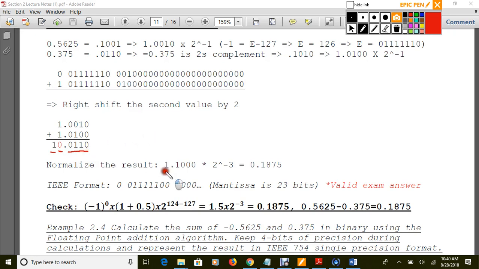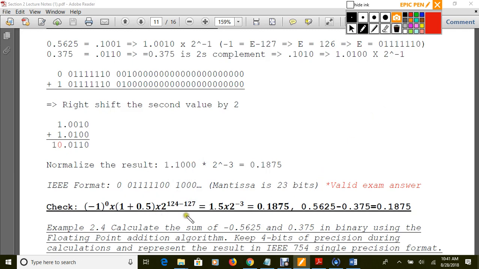We take the Mantissa result, so it becomes 1. So the decimal comes here. It's 1.1000 times 2 to the negative 3, which comes out to 0.8125. IEEE format. So we subtract 3 here, and then that's our result here. This Mantissa value goes there. That's 1 plus Mantissa, as represented in the format.